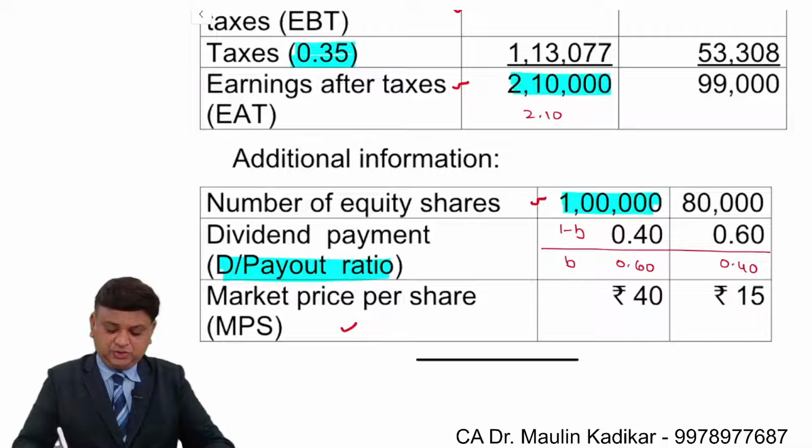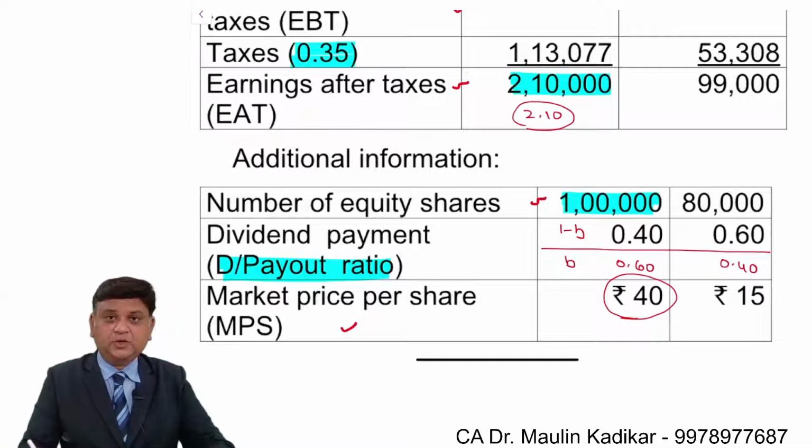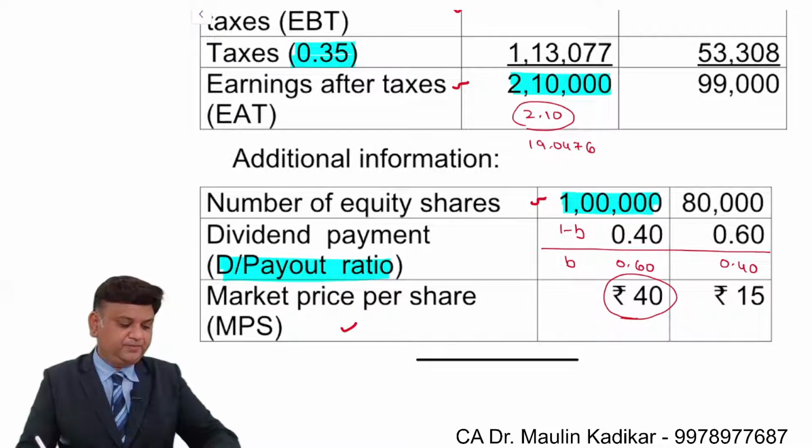Then the price earning ratio. The market price of the share is 40 and the earning per share is 2.10. So the price earning ratio is 19.0476. That is the way the price earning ratio can be found.